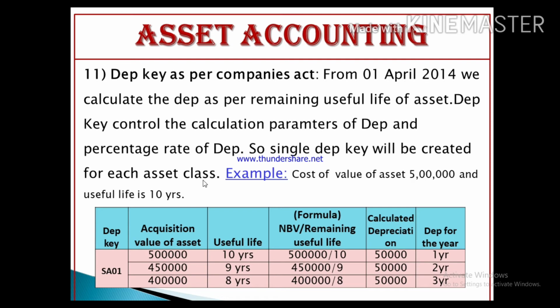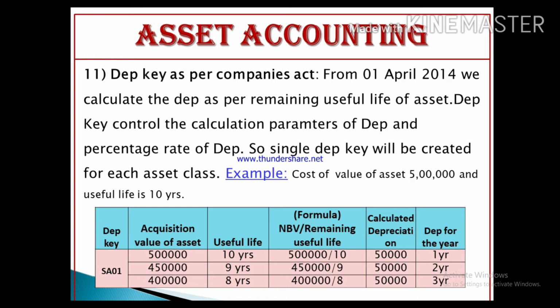For each category of asset, we create a single depreciation key because now the calculation method is the same for all the assets, that is, the remaining useful life of the asset. Previously we had to create different depreciation keys because at that time we used different depreciation methods. Now we are using one depreciation method, the remaining useful life of the asset. So we need to create only one depreciation key for each category of asset class.